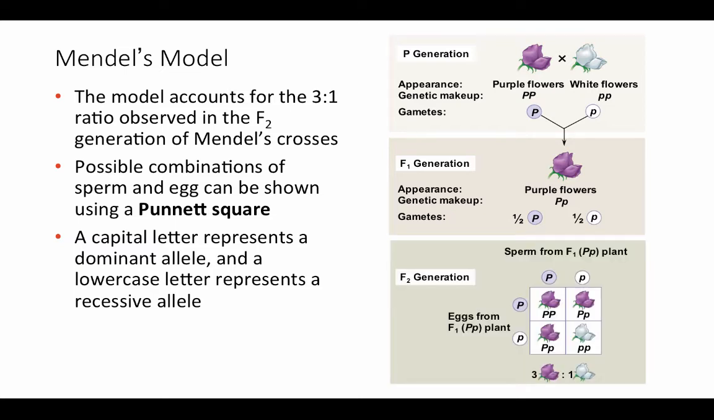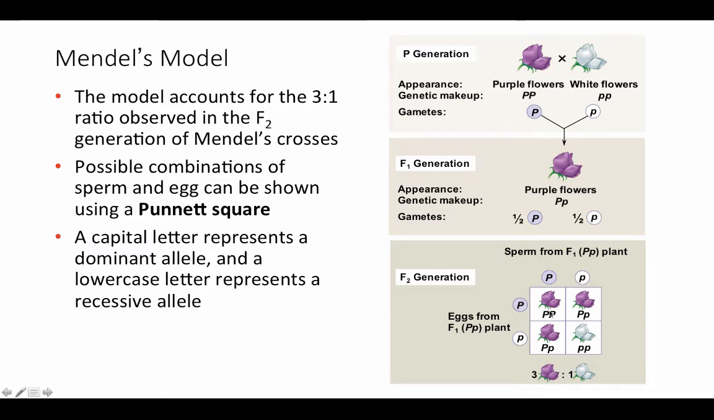So when you interbreed these individuals from the F1 generation with each other or with themselves, each one of them can contribute a big P or a little p. If we talk about the sperm, or the paternal contribution from the F1 plant, their gametes can either be big P or little p. So we're going to draw those across the top of this Punnett square, this box. And then along the side, we're going to list the possible gametes from the maternal contribution from the eggs, and that can also be either big P or little p.